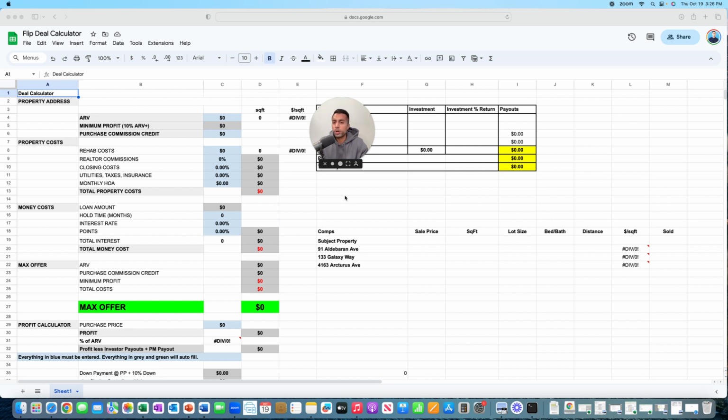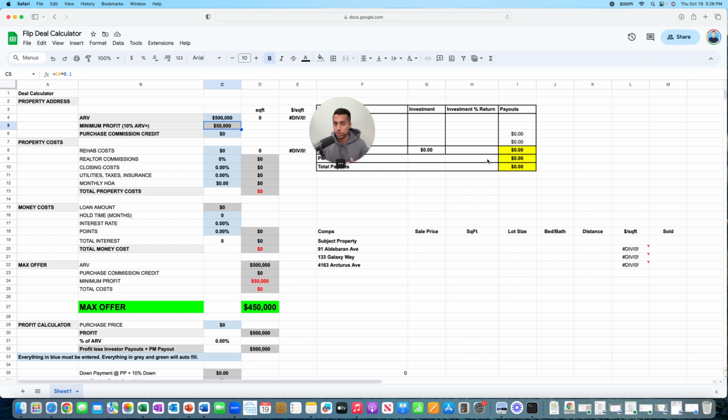All right, so first we're going to go through the vocab, so we're all on the same page. ARV, right here on line 4, stands for after repair value, or what the property is worth when it's all fixed up. Minimum profit is this 10% of ARV. The 10% is an arbitrary number, but minimum profit is basically the minimum amount of profit that you are willing to take to purchase this deal. A good rule of thumb is 10% of ARV. So let's say that this ARV was $500,000, then your minimum profit would need to be $50,000 in order for you to do the deal.